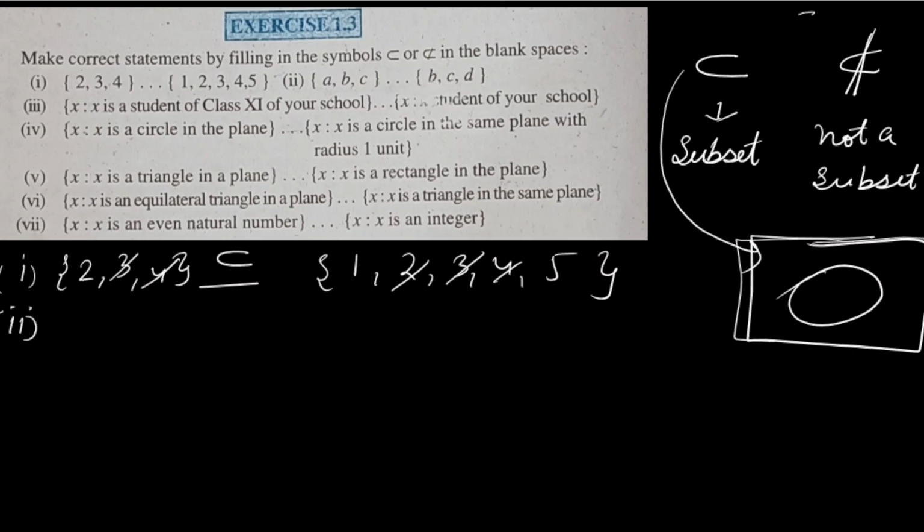Then the second one, {a, b, c} is the first one. Then here blank is there. {b, c, d} is the second. See, both the sets are now same size. It also has three elements, it also has three elements. But a is present in the first set, but a is not present in the second set. That means, see, if a single element is also not present, it will not be a subset. So this is not a subset. First we have done, second we have done. So first is a subset, second is not a subset.